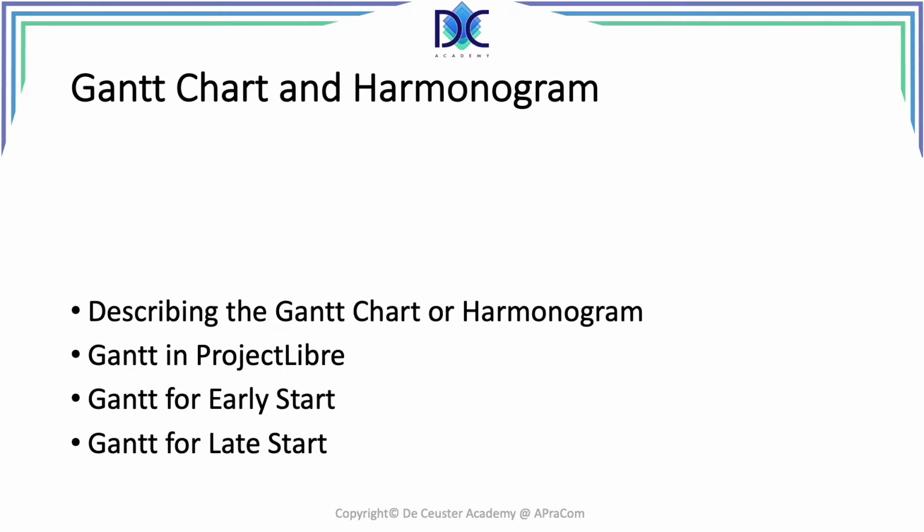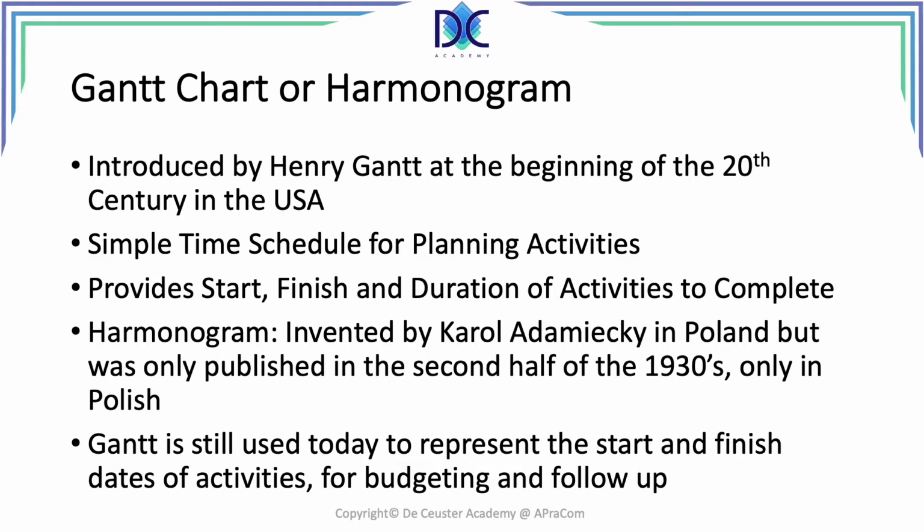The next steps relate to the Gantt chart of the project we calculated before, with all activities in both early and late start. Let us have a look at what exactly a Gantt chart and a harmonogram are. As you may remember from the first videos, the Gantt chart was introduced by Henry Gantt at the beginning of the 20th century. In essence, a Gantt chart is a calendar-type time schedule on which we put the activities based on their scheduling information, like start and finish times.